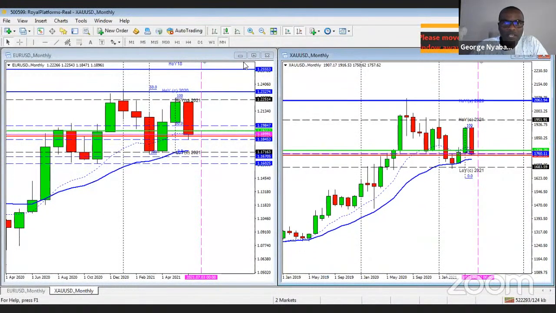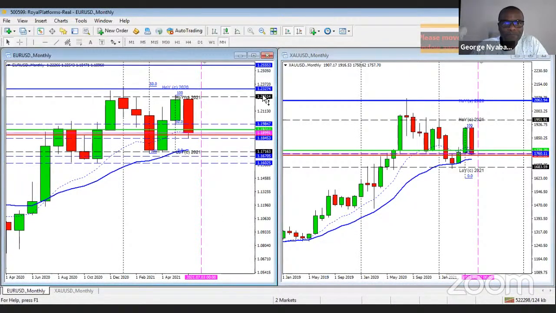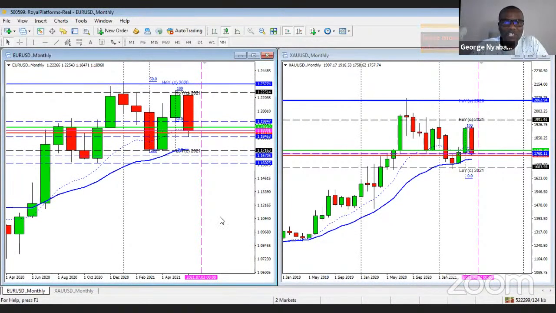So we've got euro dollar on the left hand side. This is what the monthly chart is looking like. Immediately, when you have a look at that, you have to say to yourself, well, what's happening here? Because you got to think like a monthly bull or bear, monthly trader, because you're right at the end of the month.